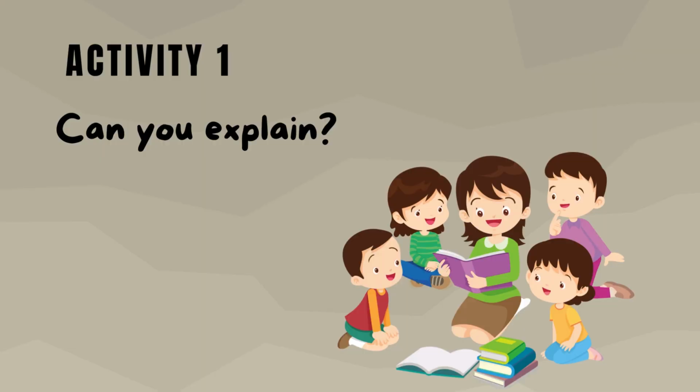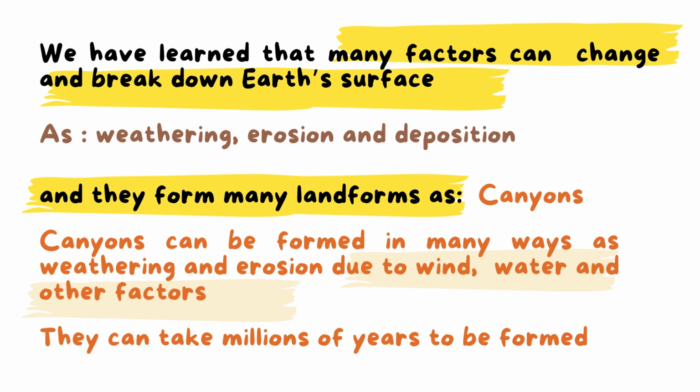We have here activity 1, can you explain? As we have learned, many factors can change and break down Earth's surface. Yes, the 3 processes: weathering, erosion, and deposition. Well done, primary 4. And they form many landforms such as canyons. And we have other landforms, we know, yes? But now we will talk about canyons, okay?